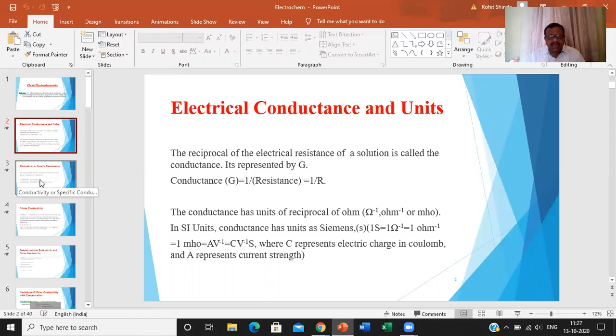So what is electrical conductance? The reciprocal of electrical resistance of a solution is called electrical conductance, and this is represented by G, or we call it conductance is equal to 1 upon resistance. The conductance has units of reciprocal of ohm. In SI units, the conductance has units Siemens.